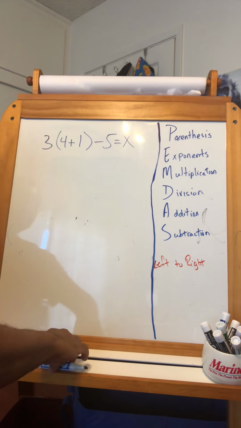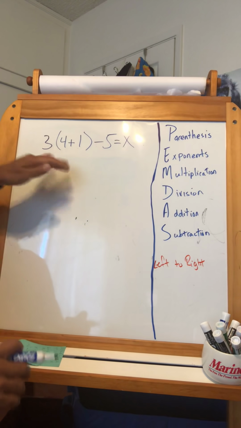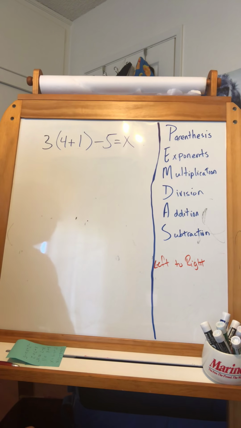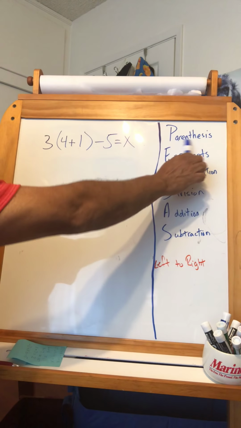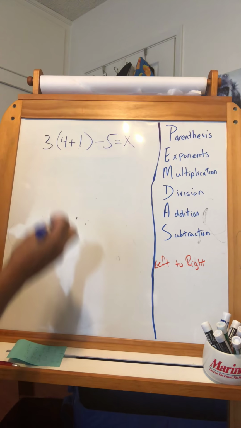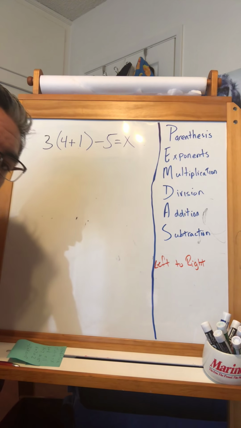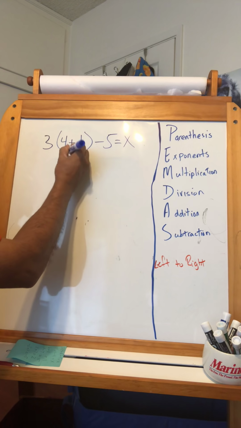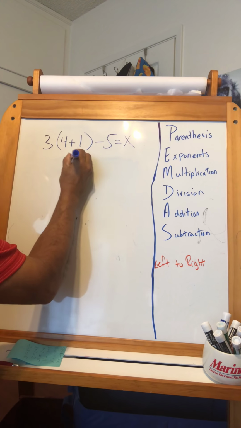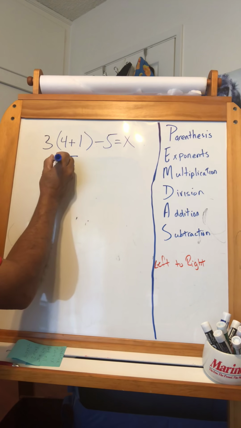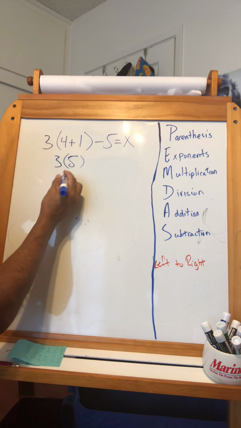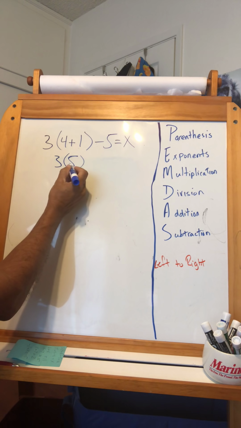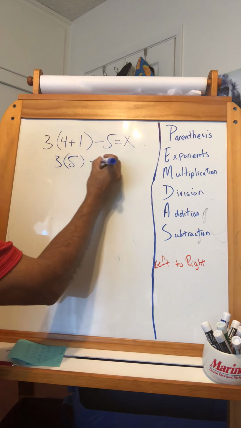Now I'm looking at my little guide over here, and I'm looking at this equation. This is what we're going to start with. I see the first thing listed is parentheses, and I have a set of parentheses, so I'm going to solve that one first. 4 plus 1 is 5. And I'm going to keep the parentheses in there, because that means it says 3 times 5. That's how we read it.